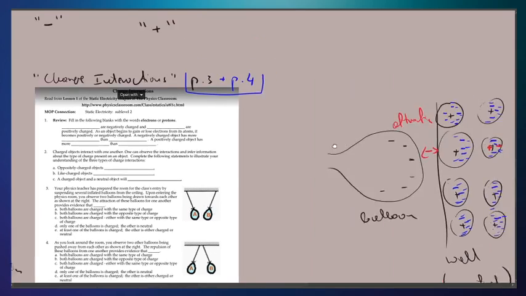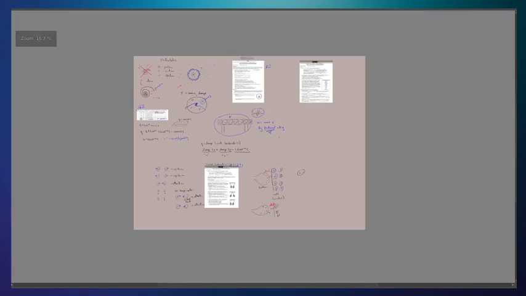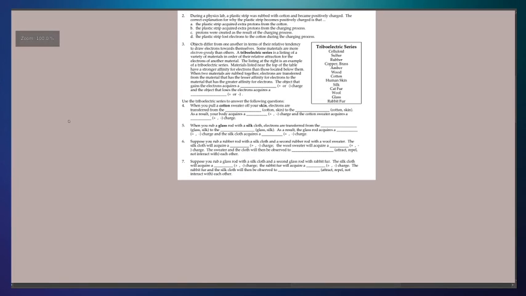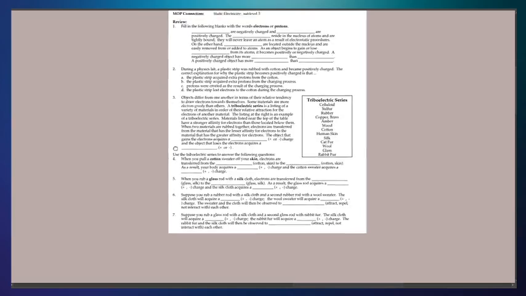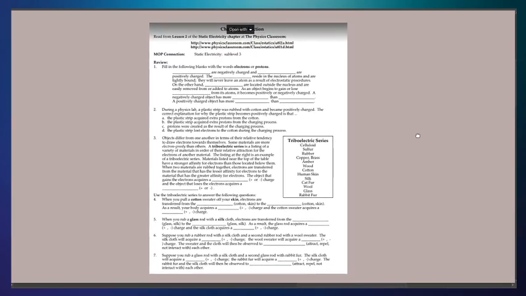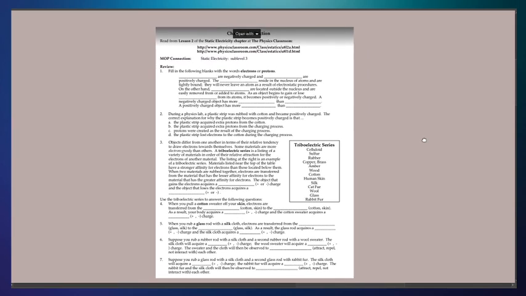There's one more thing that I'm going to do with you, and there it is. What we have here is the Triboelectric Series. This is page 5, and the top says charging by friction. There's not that much here to say or explain except for this thing, the Triboelectric Series.